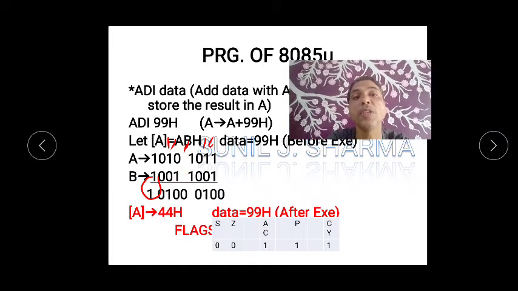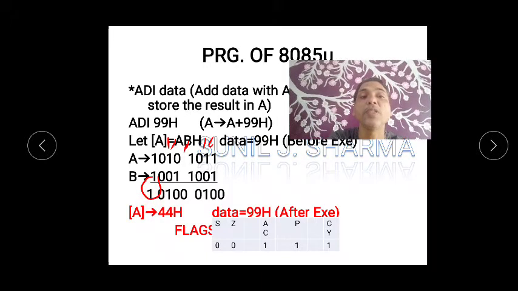Now 1 plus 1 is 0, carry 1. Again 1 plus 1 is 0, carry 1. Again I think there is no 1 here, but carry is there, so this will be 1. Again can you see the last two bits, the MSBs, are 1 and 1, so 1 plus 1 is 0, carry 1. Okay, so this will be the 9th bit generated.